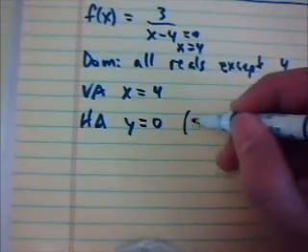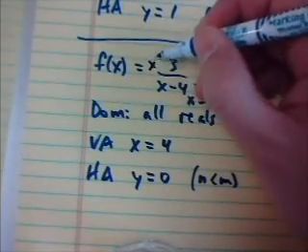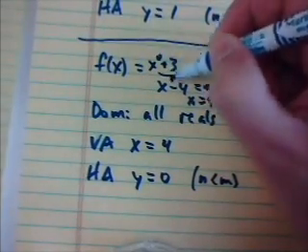The HA is y equals 0 because the numerator's exponent is 0 and the denominator's is 1.